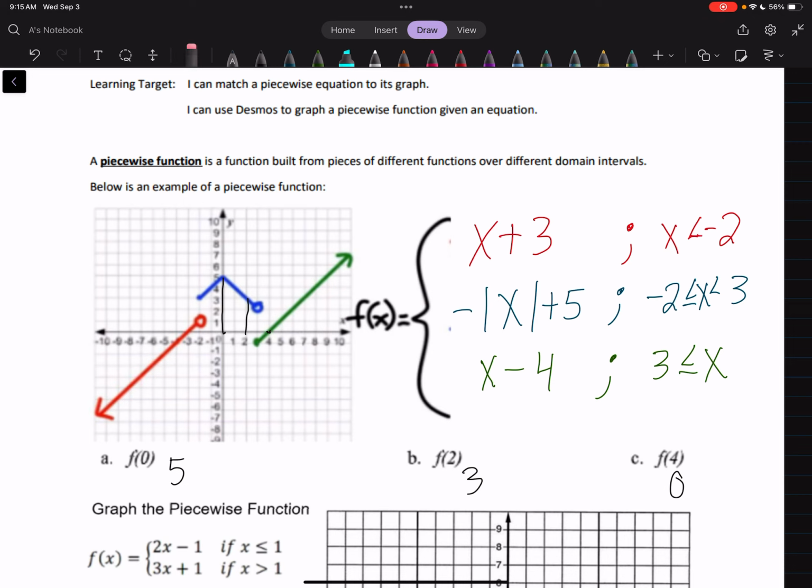Now, as a review, to solve for f of 0, f of 2, and f of 4, you have the answer key. For f of 0, you find at x value 0 which line it touches. It touches my blue one at 5. For 2, it touches at 3. For 4, it touches at 0. That is just a very quick review of how to do piecewise functions, evaluating them, that is, from the graph.